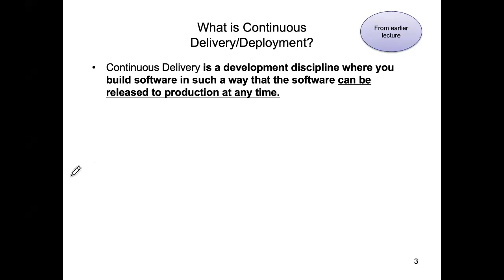Just a reminder of the difference between continuous delivery and continuous deployment. The idea with continuous delivery is that it's a development discipline where you build your software in such a way that the software can be released to production at any stage. But the 'can be' really means that it's over to some individual to decide, a project manager more than likely, whether to release a particular build of your web API into production. But it's a manual step, it's not automatic.